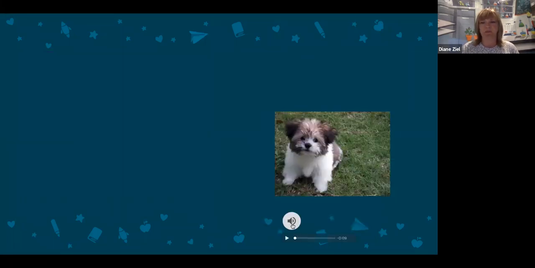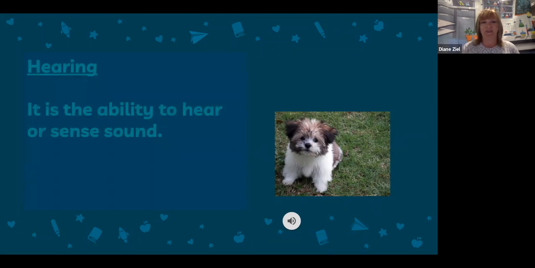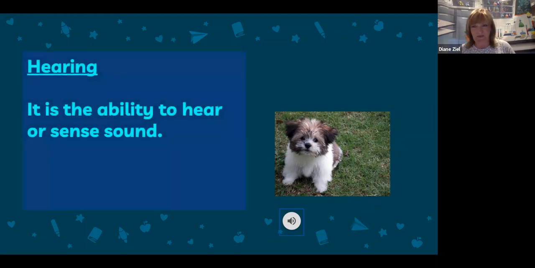Look at this cute little puppy dog. What sense did you use to identify the sound that this dog was making? If you said hearing, you would be correct. Hearing is the ability to hear or sense sound.